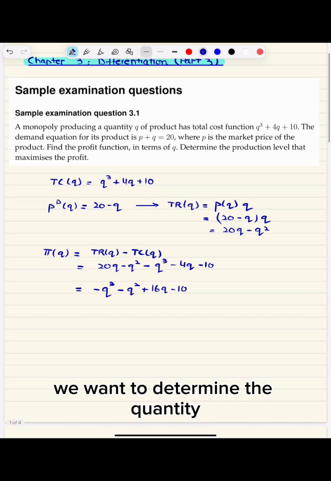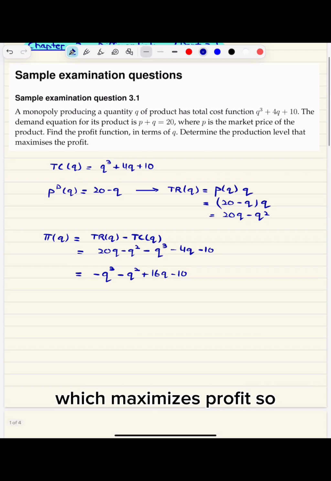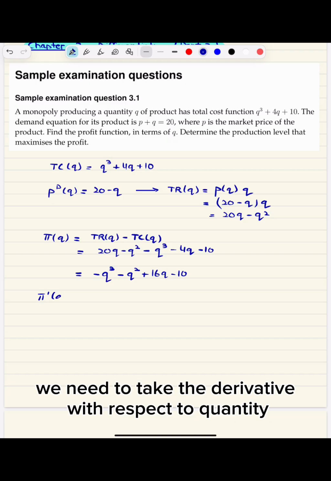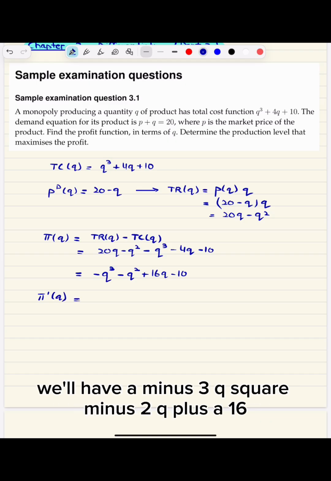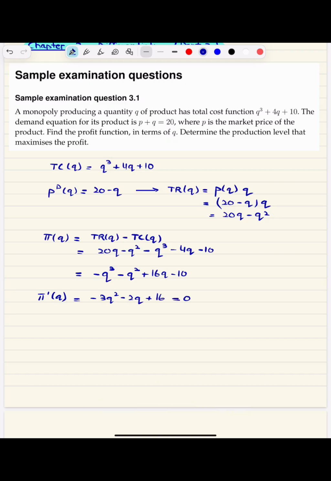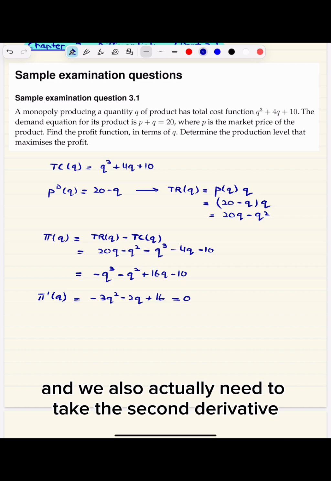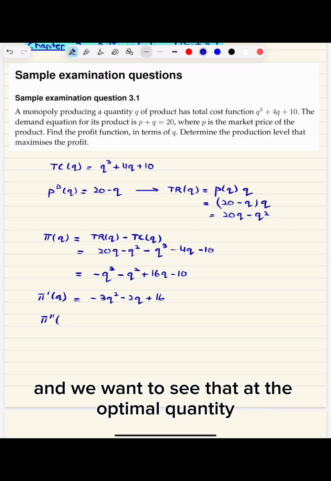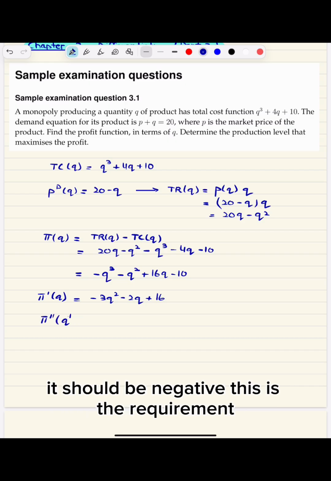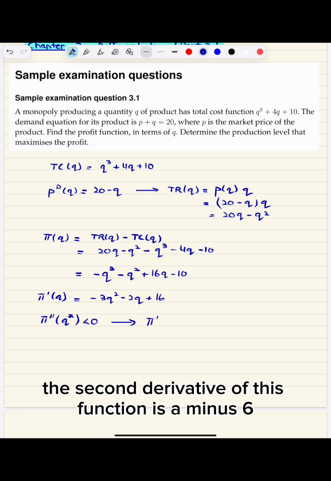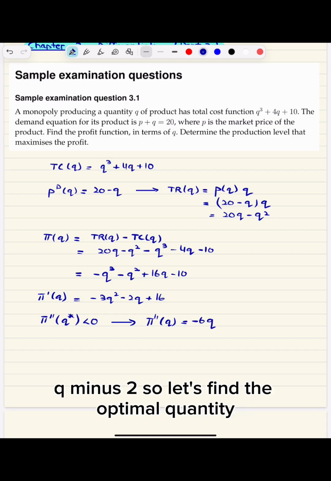We want to determine the quantity which maximizes profit. So we need to take the derivative with respect to quantity and then put it equal to 0. We'll have minus 3Q squared minus 2Q plus 16 and we want to put it equal to 0. We also need to take the second derivative, and we want to see that at the optimal quantity it should be negative. This is the requirement. The second derivative of this function is minus 6Q minus 2.